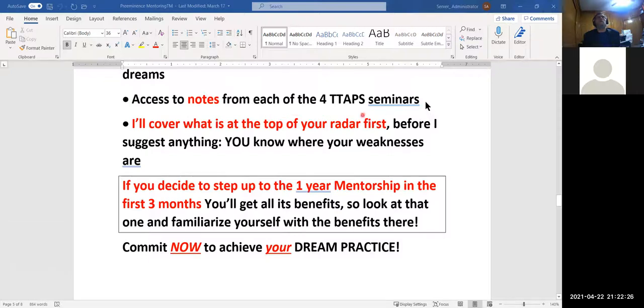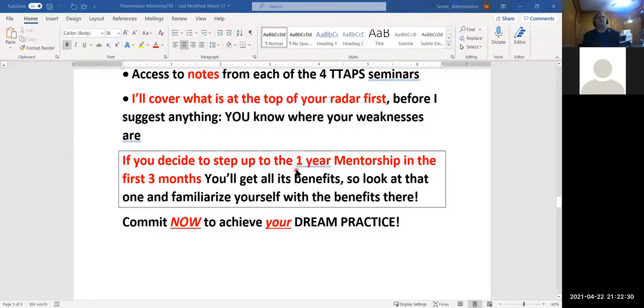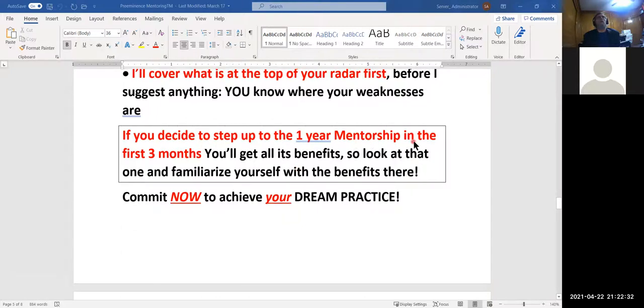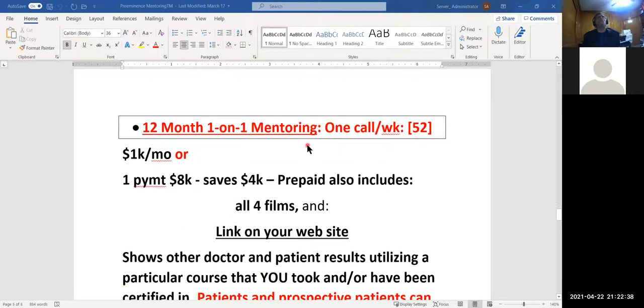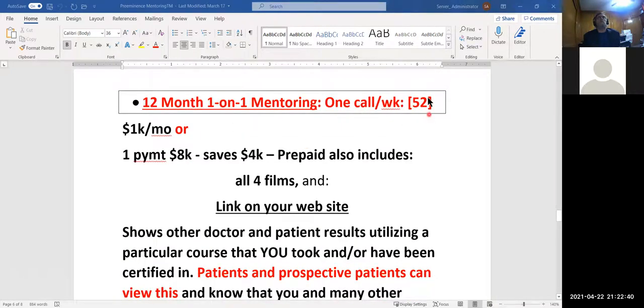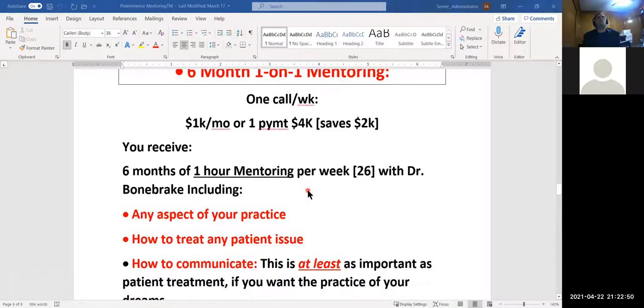You'll get notes to each of the TCAP seminars in this. I'll cover what's at the top of your radar. Now, if you want to step up to the one-year one-on-one mentorship in the first 3 months, you get all those benefits. Now, you have the 12-month one-on-one mentoring. So you get 52 one-hour sessions with me. It's $1,000 a month, or one payment of $8,000 saves $4,000. Now, the 6 months is $1,000 a month or one payment of $4,000 saves $2,000.